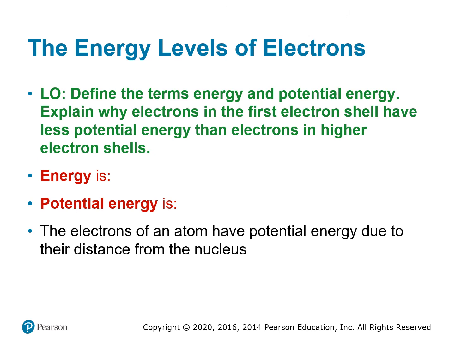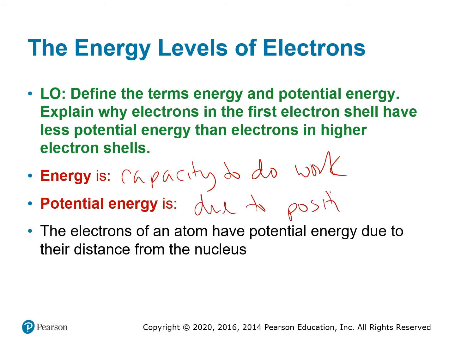Electrons that are closer to the atomic nucleus have less energy, away from have higher energy. Energy is capacity to do work. And potential energy is energy due to position or location, like that ball at the top of the stairs. And so electrons have potential energy due to their distance from the atomic nucleus.